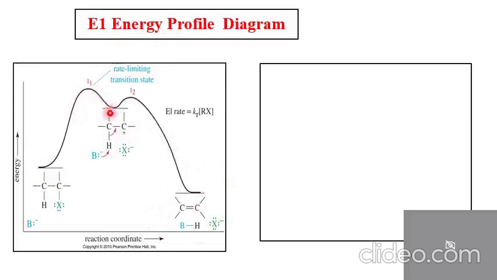In this case, two steps are there, so two transition states are there. This is the T1 transition state, and this is the T2 transition state. This is T1, the first transition step. This is T2, the second transition step.